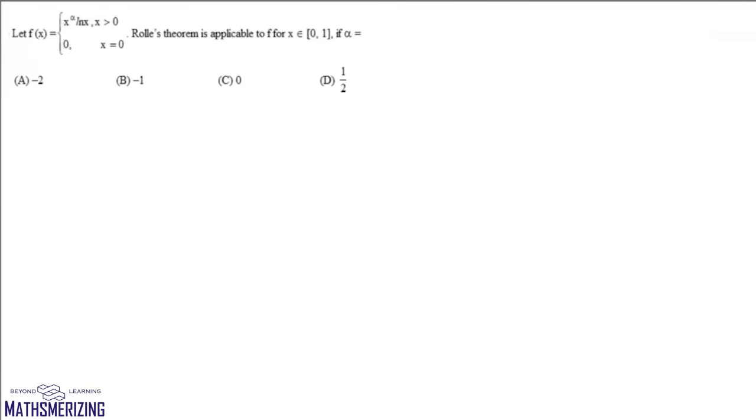Now here the question is, let f(x) equals x to the power alpha log x when x is greater than 0, and 0 when x is equal to 0. Rolle's theorem is applicable on f if alpha is which of the following. Now we know that the conditions for Rolle's theorem are that the function should be continuous, differentiable, and f(a) must be equal to f(b). Now x to the power alpha log x will be continuous and differentiable in the open interval (0, 1), and also f(0) is 0, and if we put x is 1, log 1 is 0. So we have no problem with this condition and differentiability. We just have to check its continuity.